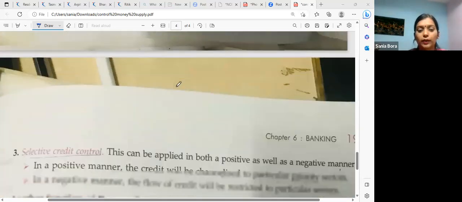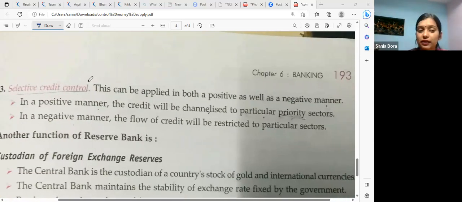Yes, ma'am. Now, next is selective credit control. Selective control can be applied in both a positive as well as a negative manner. For example, I have 100 rupees, and I am a central bank.